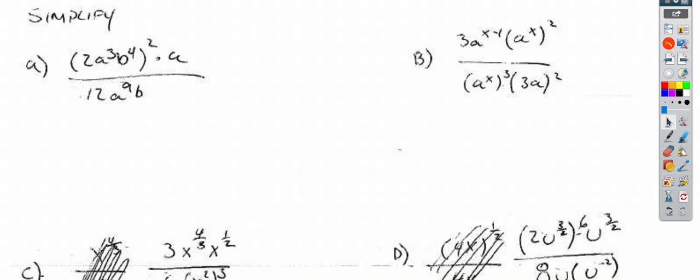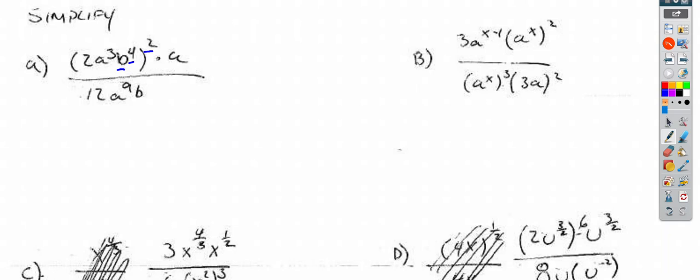The first thing we're going to be looking at is simplifying 2 times a to the third times b to the fourth, and this whole thing is squared, and then we're going to multiply this times a, and this is all over 12a to the ninth b. All right, so we know that when we have an exponent being applied to bases that already have exponents, we're going to multiply the exponents.